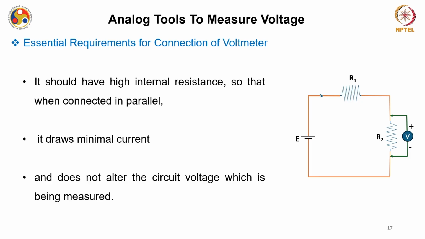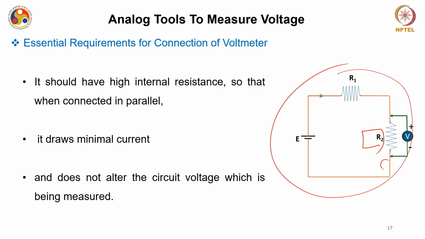Okay, now there are certain points to be noted regarding how these voltmeters are connected. As I have mentioned, the voltmeter should have high internal resistance, therefore it is mostly connected in parallel so that it draws minimal current. For example, if I wanted to measure the voltage across this resistance R2 in this simple circuit, I will not connect it in series like an ammeter that we have seen. What I will do is connect it in parallel to the resistance R2.